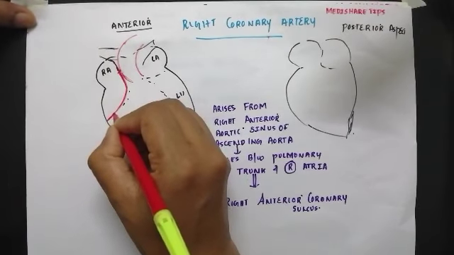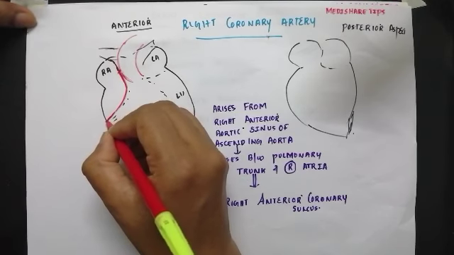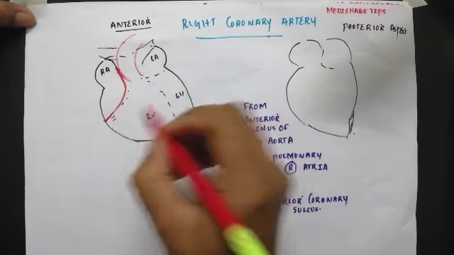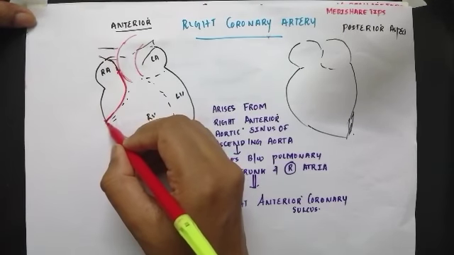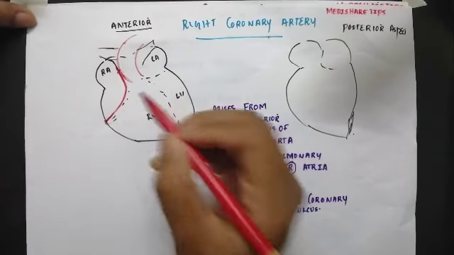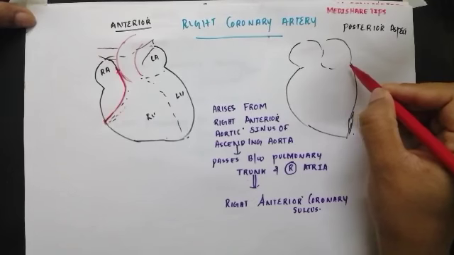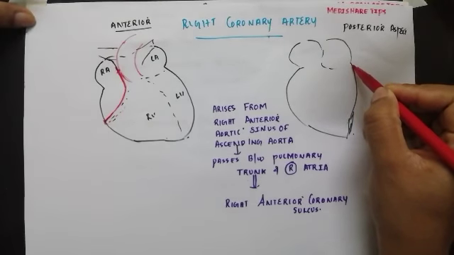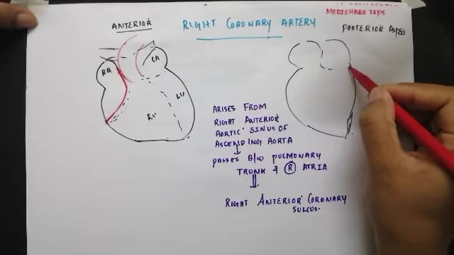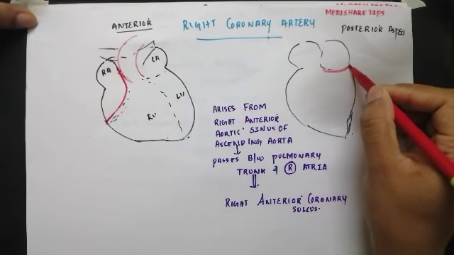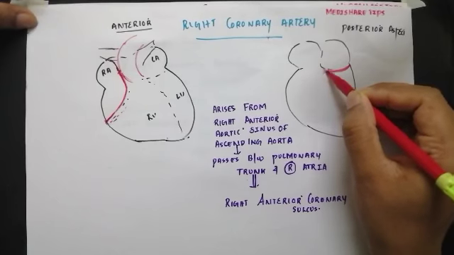Then it winds around the inferior border of the heart, like this, and it goes to the posterior aspect. So this is the posterior aspect. The right coronary artery, after winding around the inferior border, reaches here and runs along the right posterior atrioventricular groove.